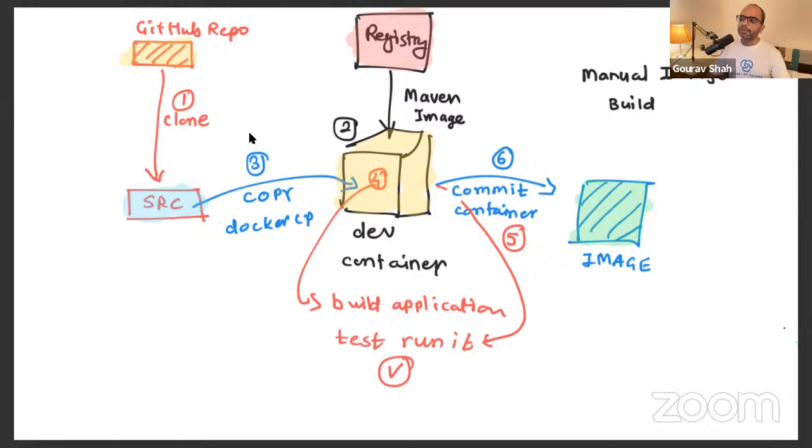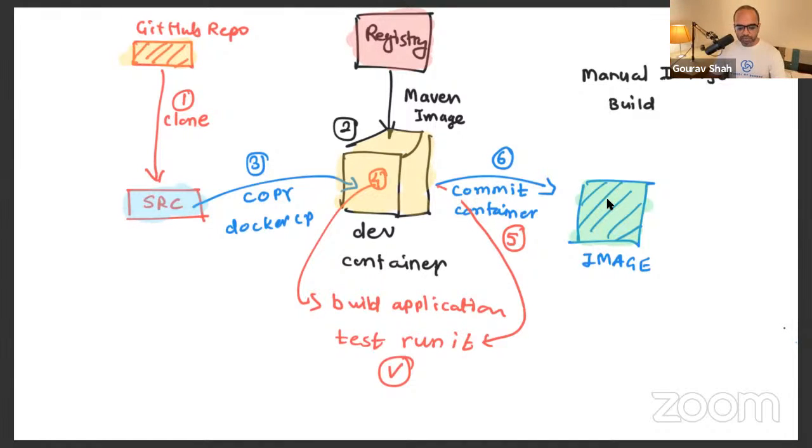And then I would copy over my code to this container environment. That's my step number three. Step number four is when I will get inside that container and build the application itself, right? And then once I have done that, I would test it as well. And then finally, after testing, commit the changes into an image. This is my first way of building an image.